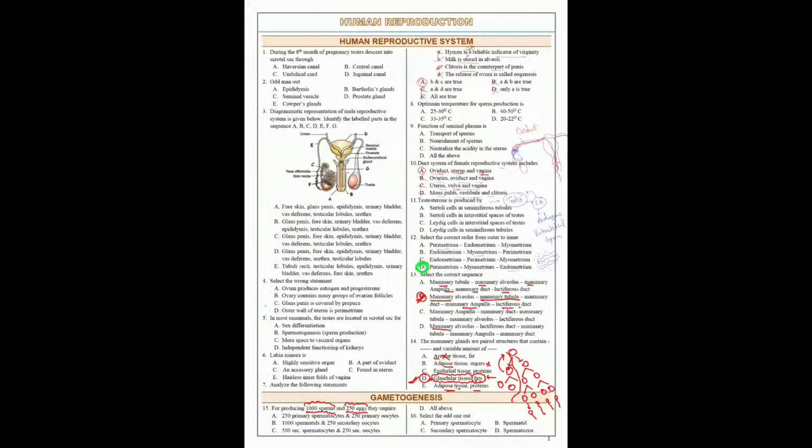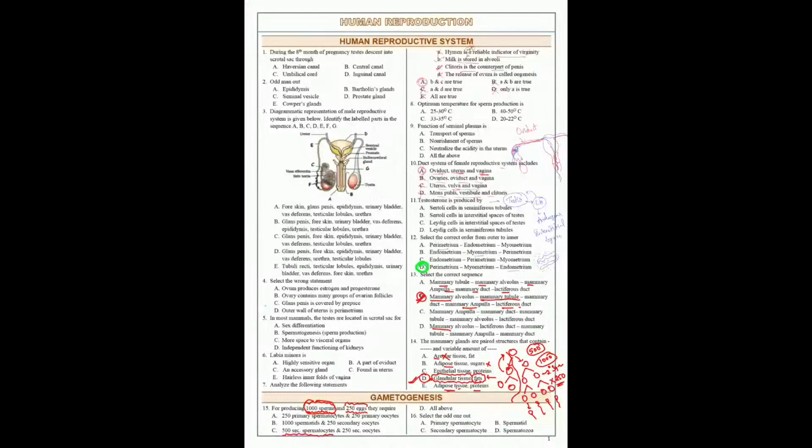So to produce 1000 sperm, this is 4 into 250, which is equal to 1000. So this needs to happen 250 times. Okay? So how many secondary spermatocytes do we need? For 4 we need 2, so for 1000 we need 500 secondary spermatocytes, so that we can produce 1000. So 500 secondary spermatocytes, it is given here.